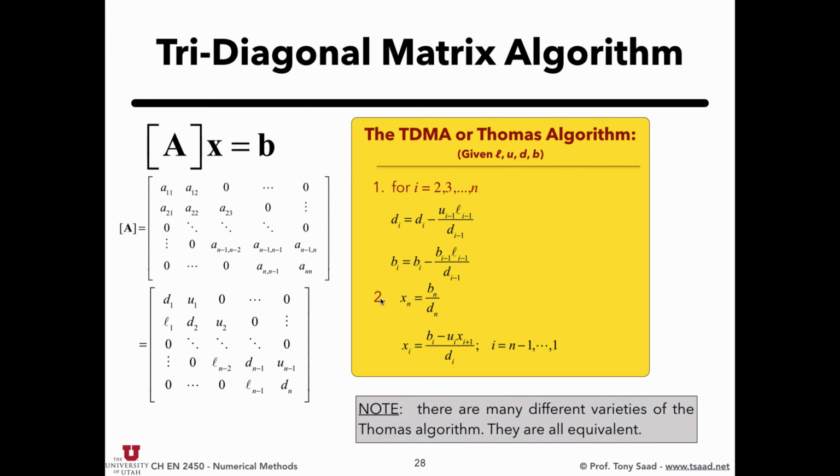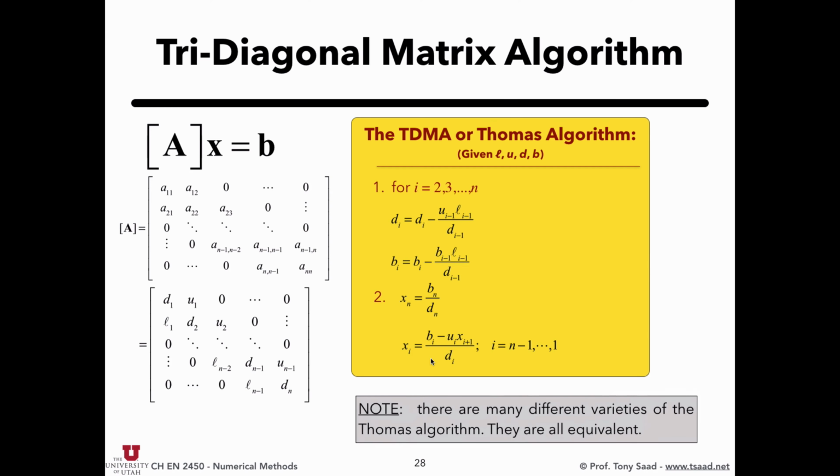Next, in step 2, we're going to find the solution x. We're going to start with the end, so x_n is given by b_n over d_n. So if you have 5 unknowns, x5 is b5 over d5. Now remember, the d's and b's have been modified over here. We're no longer using the input diagonal and right-hand side. We just modified them, so make sure you use the most recent values.